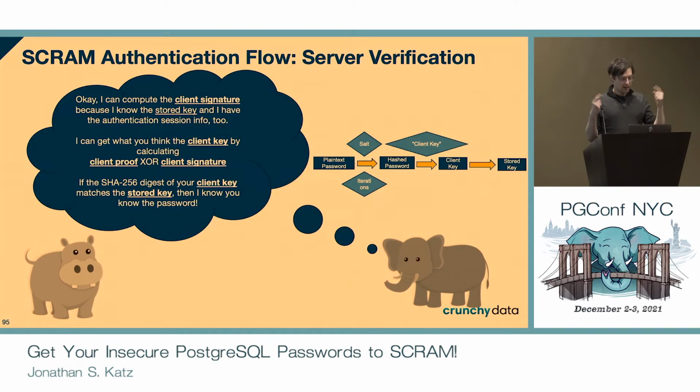So all right, I derive the client signature. And I can get what you think the client key is by doing an XOR against the client proof. Because when you XOR something, recall from, well, I guess I learned this in Intro to Computer Architecture, you XOR the same value back to the two values that XOR together, you get the other value. So I can derive what you think the client key is from taking that signature and doing that.